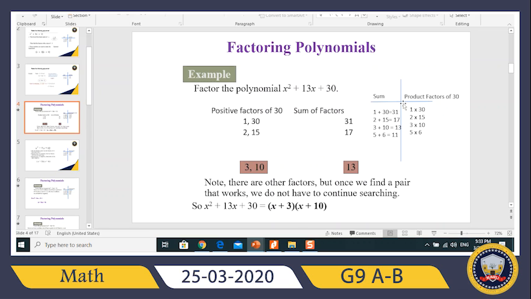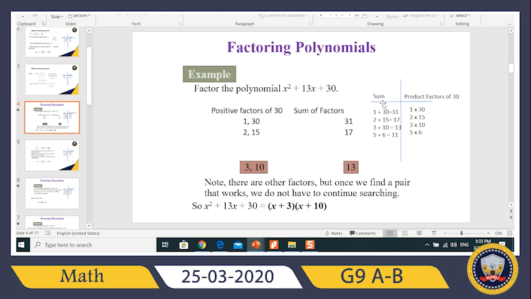Then I will go on my rough paper and make a table like this. I will write all the factors of 30, the last term. Here the last term is 30, so I will write down all the factors of 30. 1 times 30, 2 times 15, 3 times 10, and 5 times 6.